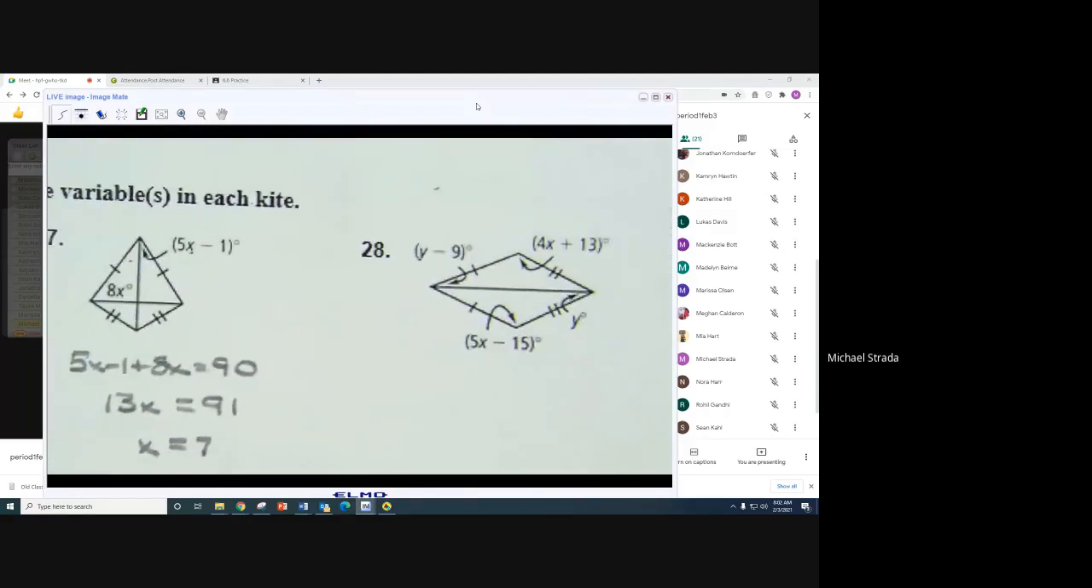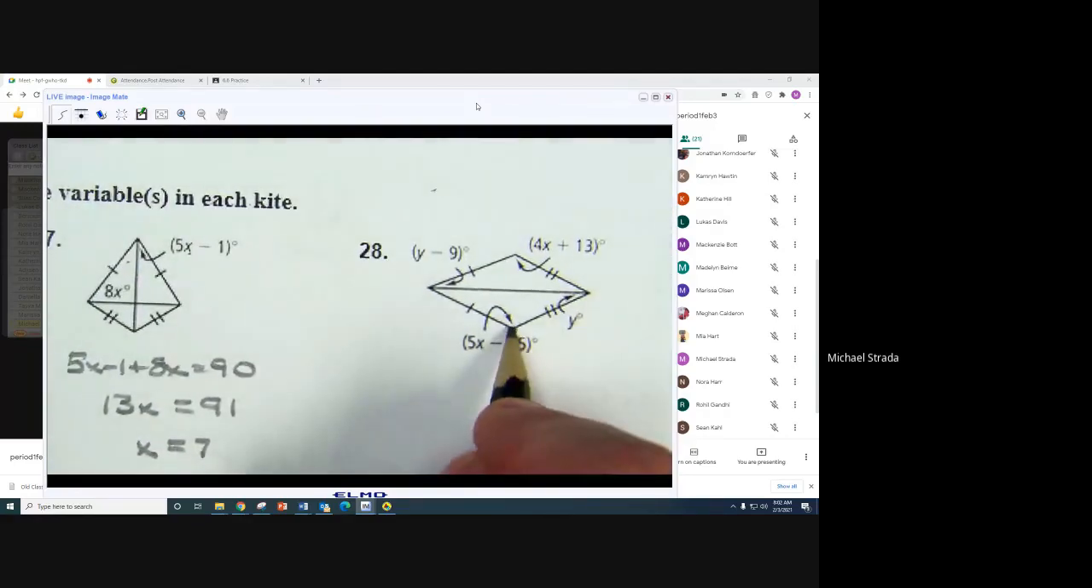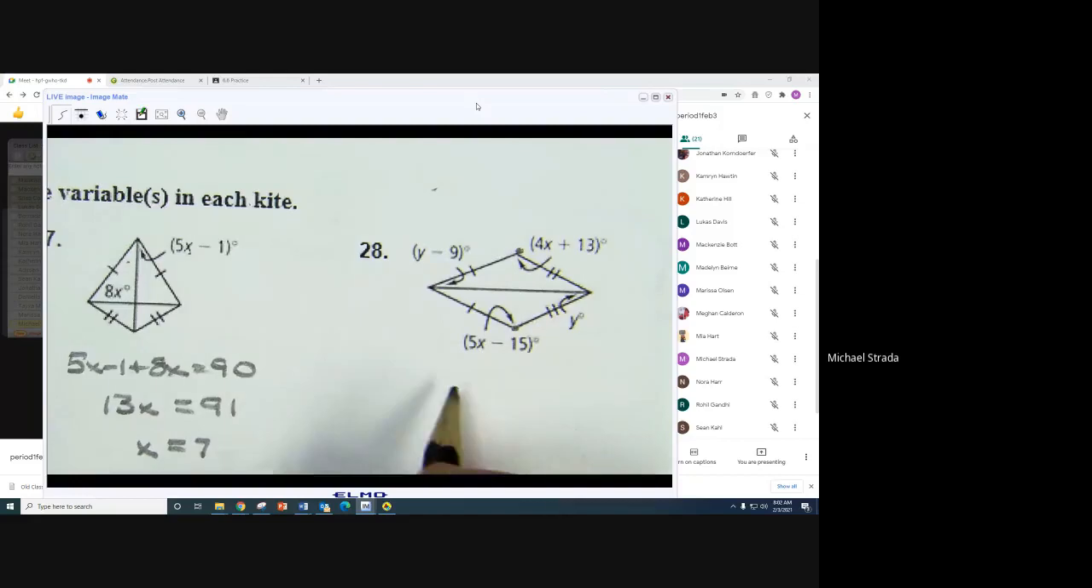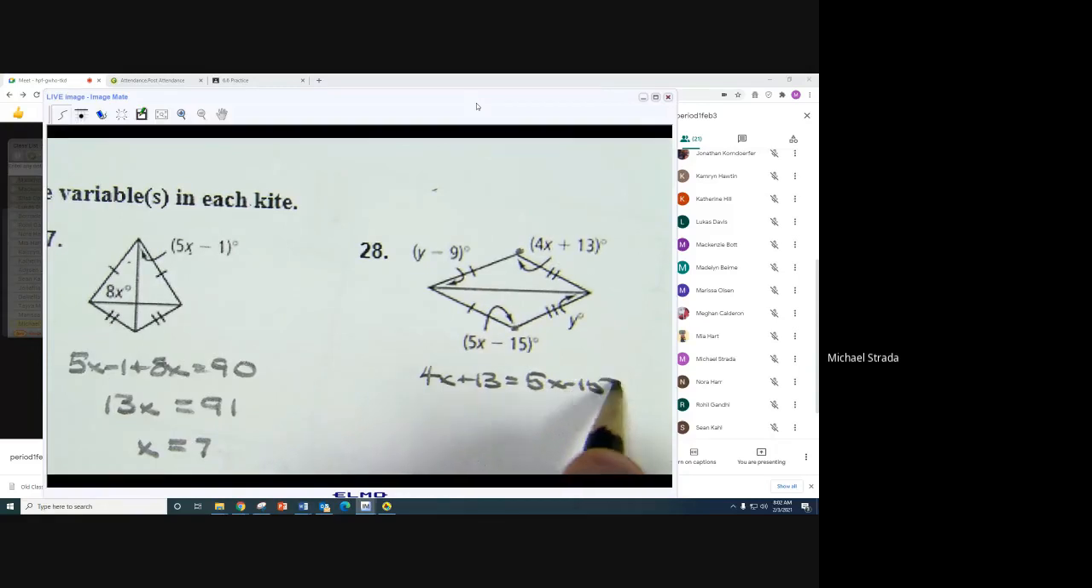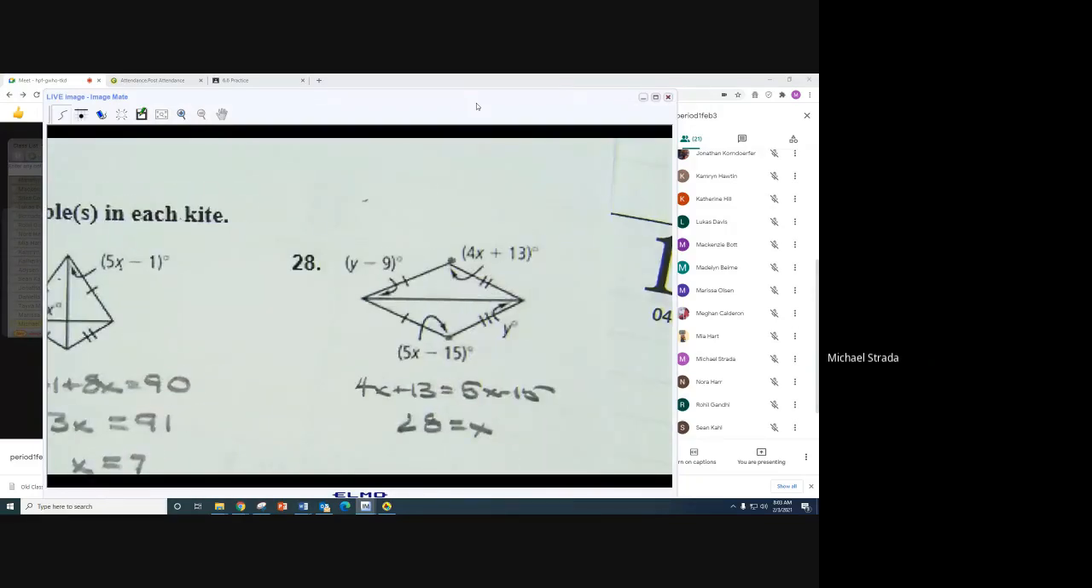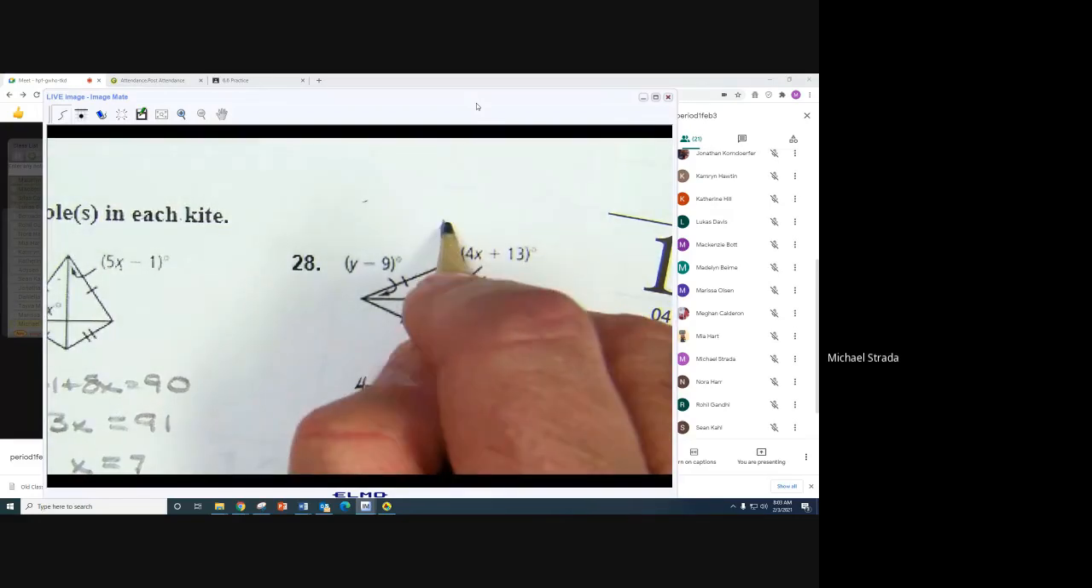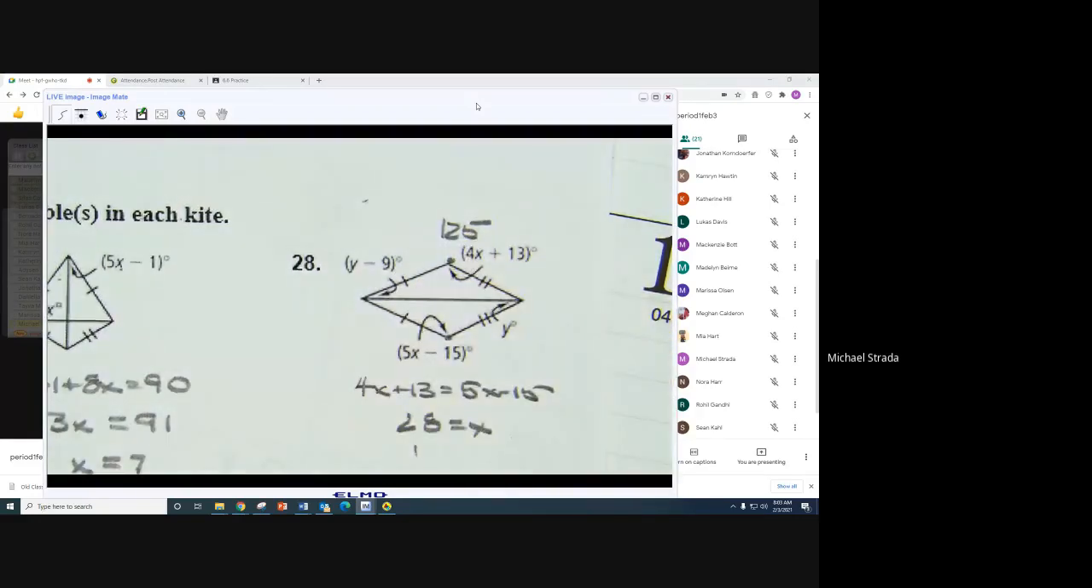The last one, 28. These are the non-vertex angles, so they are congruent. So I'll set 4x plus 13 equal to 5x minus 15. Subtract 4x and add 15 to both sides. x is 28. Plug it in. 4 times 28 is 112. 112 plus 13 is 125. This one's also 125.